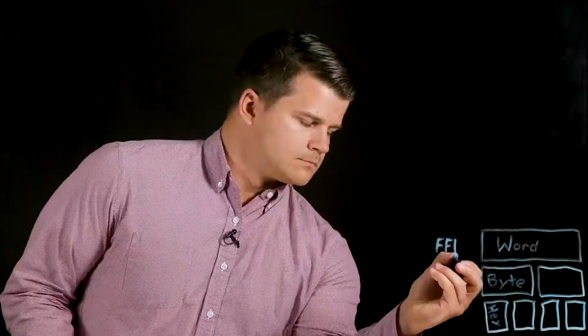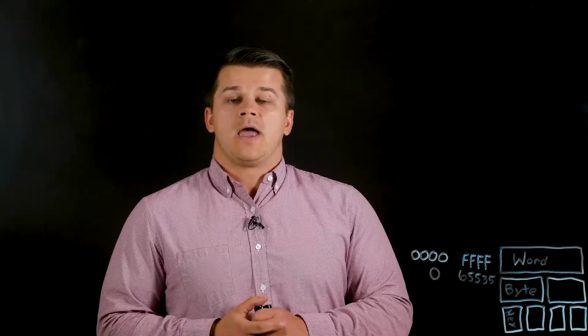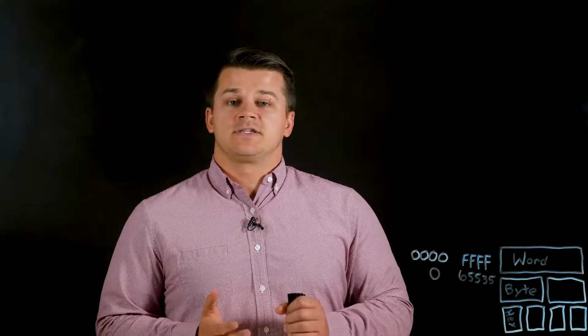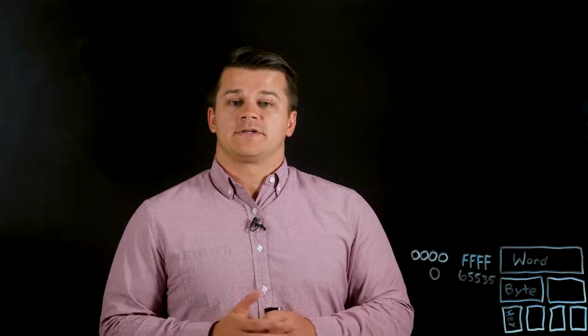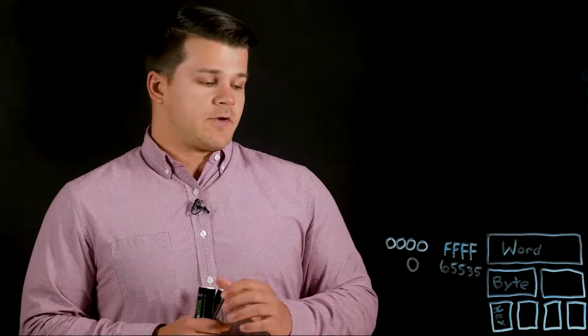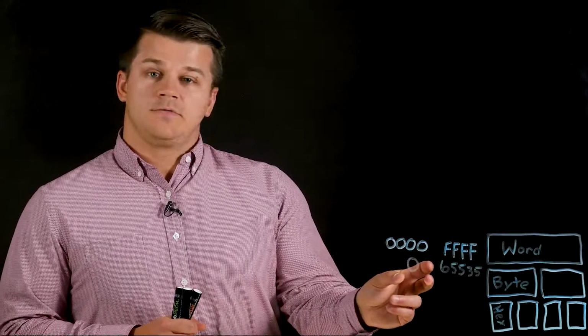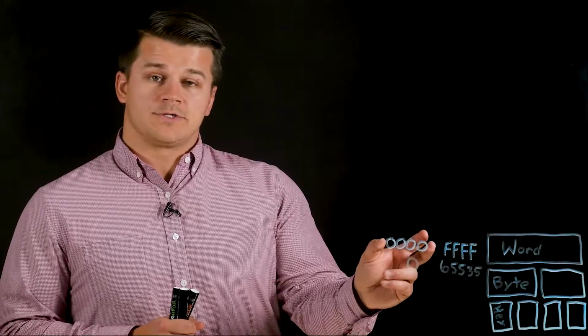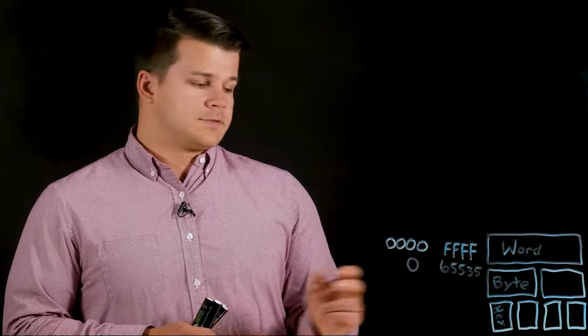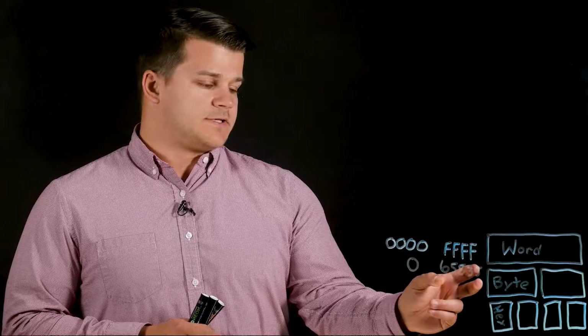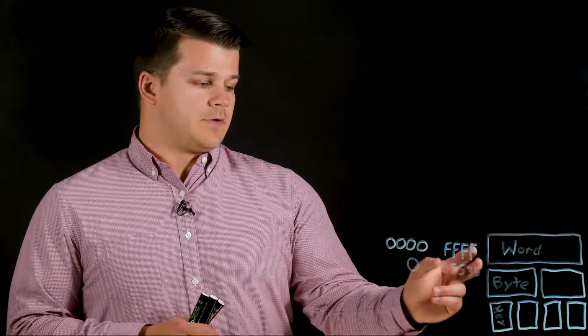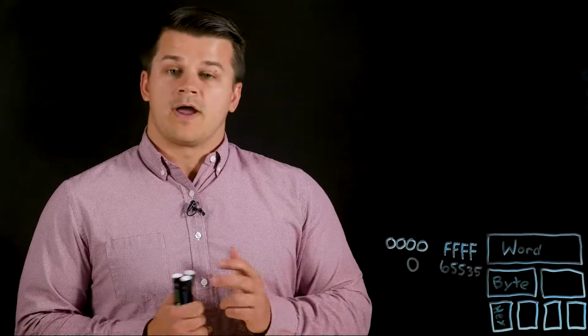So a word is made up of 16 different characters, each a 1 or a 0. And based on their values, you have 65,536 different unique combinations. If they're all zeros, you have a decimal value of 0 and a hex value of 4 zeros. If they're all ones, you have a decimal value of 65,535 or a hex value of 4 Fs.